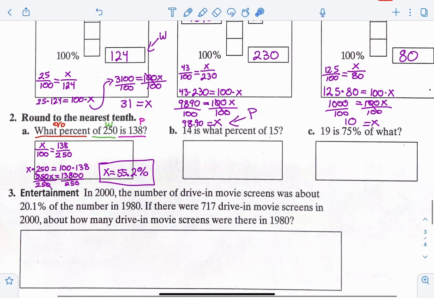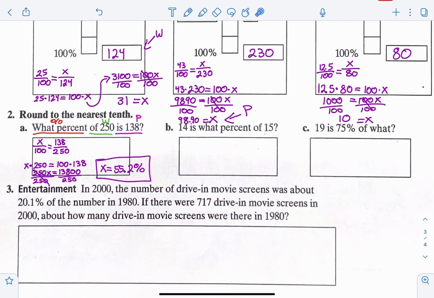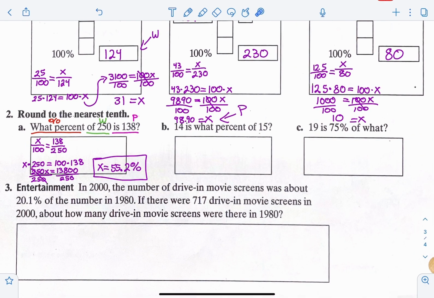So go ahead and do B and C. Make sure you're checking what it is you're missing and what it is you know. Percent over 100 equals part over whole. Pause your video and do those two, and then we'll come back together and check them.